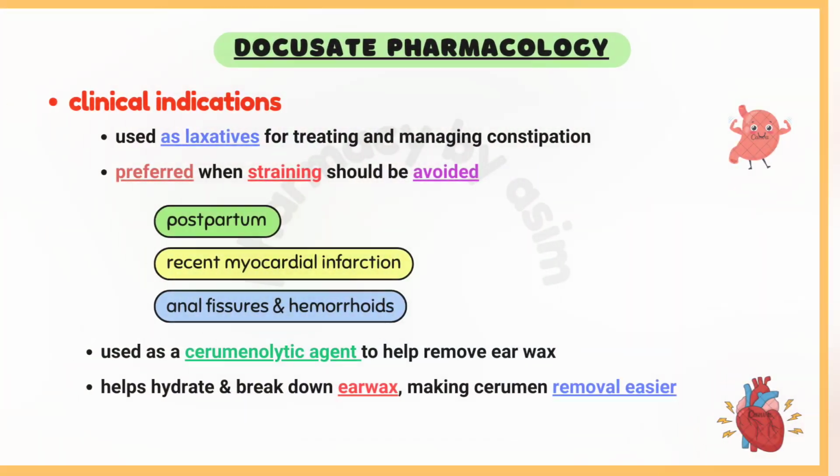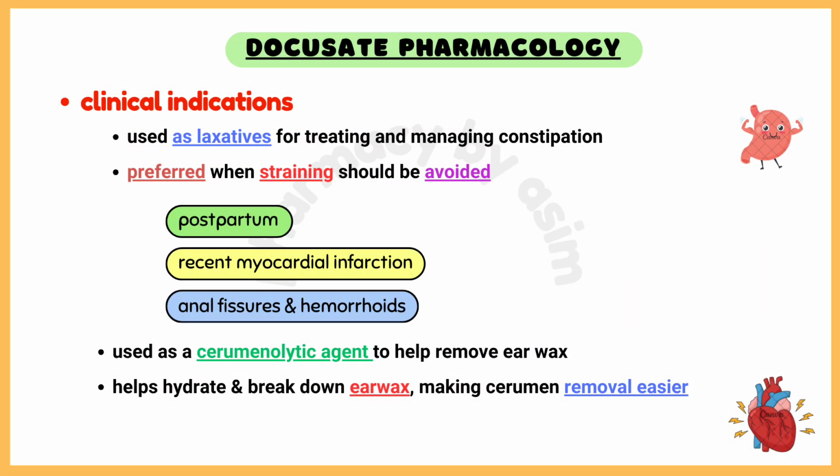If we talk about clinical indications or use of Docusate, it is used as a laxative for treatment and managing constipation. It is preferred when straining should be avoided, like in postpartum, post-myocardial infarction, anal fissures, hemorrhoids.